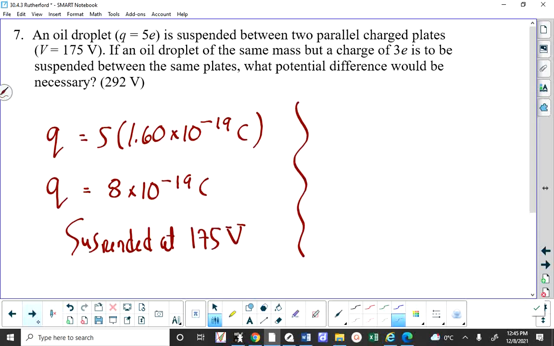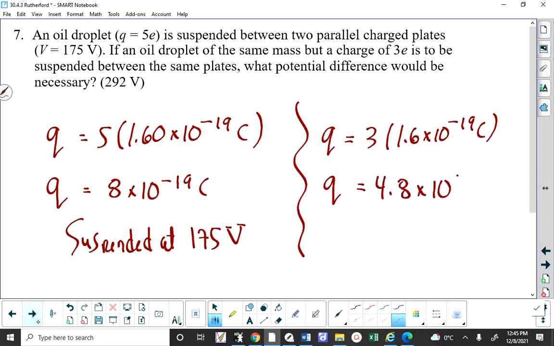On the other hand, we have a different drop that's in between the same parallel plates. So we haven't changed the distance between the plates. And this charge is 3, I think I saw 3, yeah, 3 elementary charges. And that works out to, and I'm just going to ask everybody to confirm my 2 values for the charges here. I'm pretty sure that's right. Okay. And we're asked what voltage would be required to suspend this.